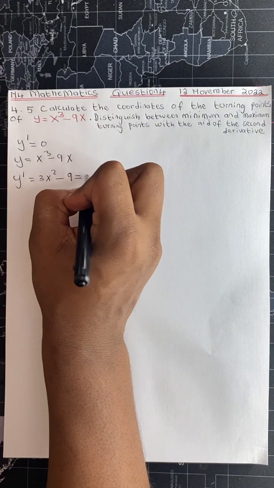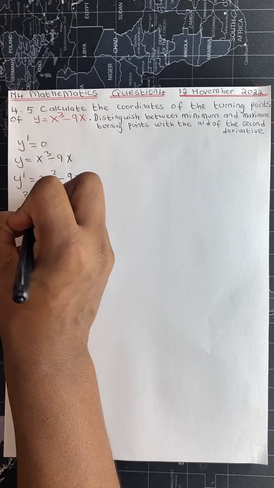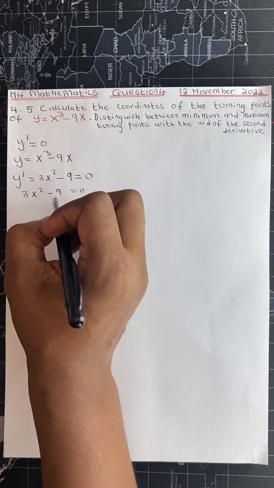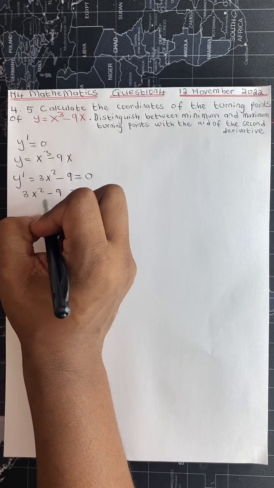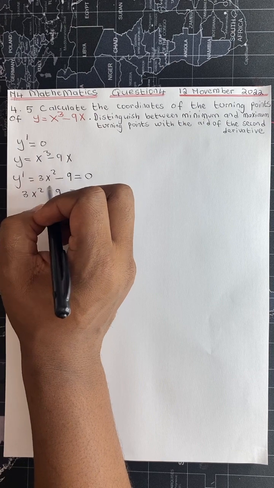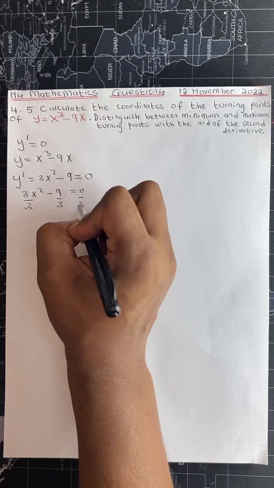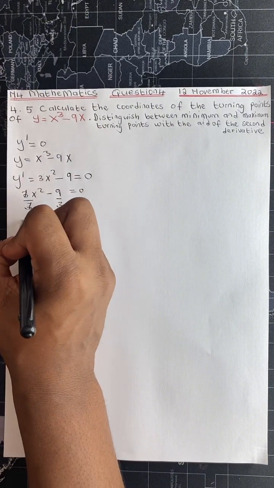And we have to equate this to 0. So 3x squared minus 9 is equal to 0. So we solve for x in order for us to determine the x coordinates of the turning points. So let's divide through by 3, so that 3 will cancel out with that 3.